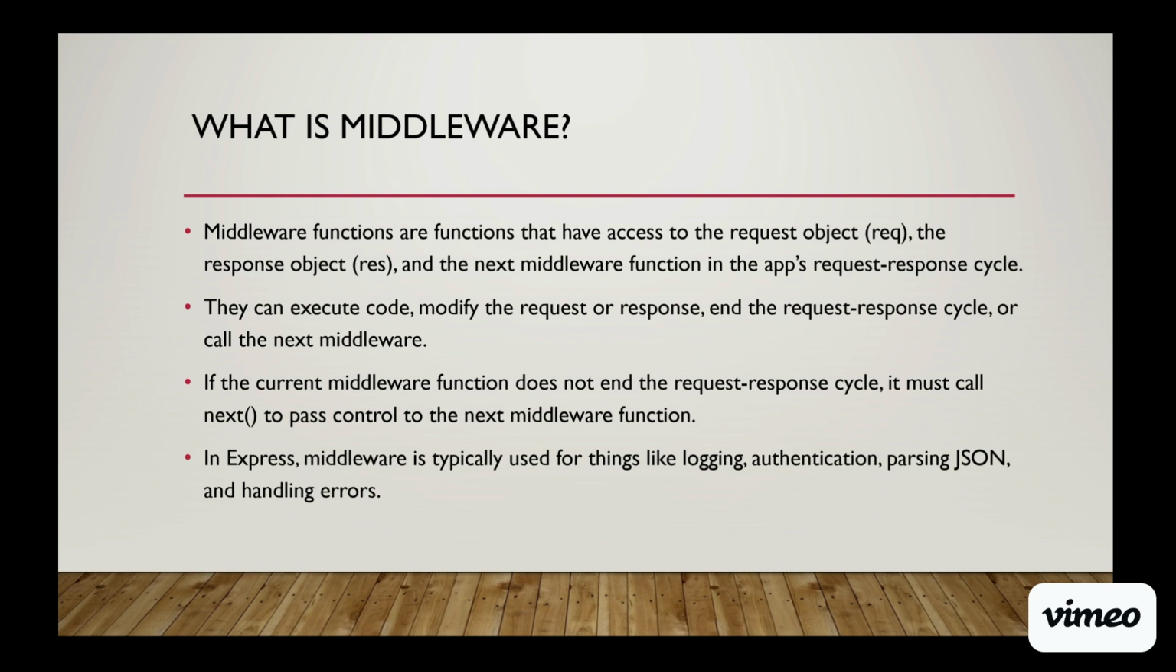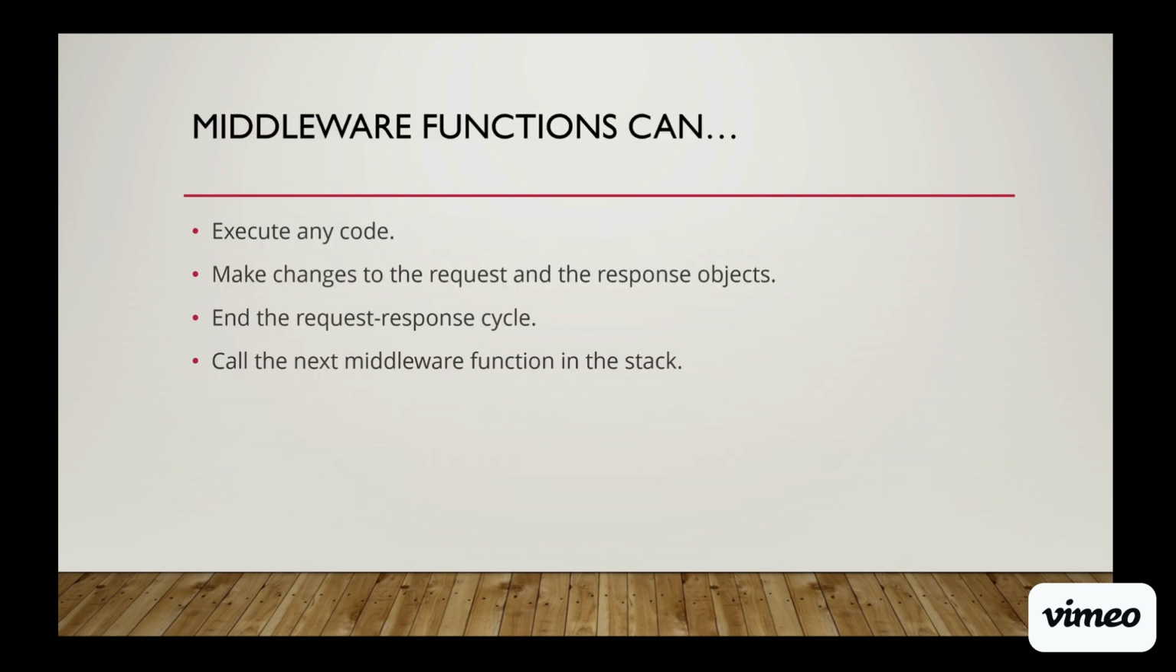An Express middleware is typically used for things like logging, authentication, parsing JSON, and handling errors. Middleware functions can execute the code written in them, and based on that code, they can make changes, modifying the request coming from the user side or the response object. And it can end the request and response cycle, or call the next middleware function in the stack.